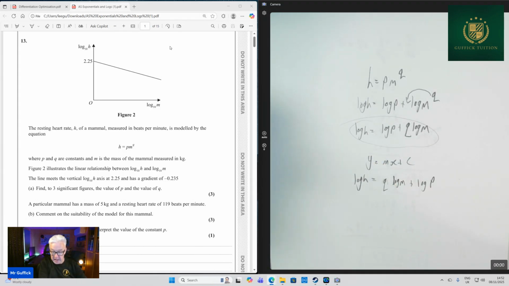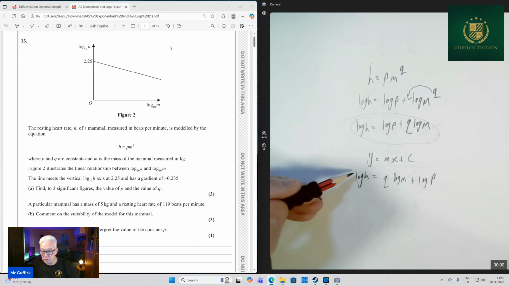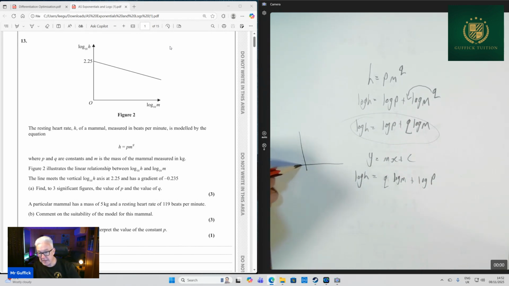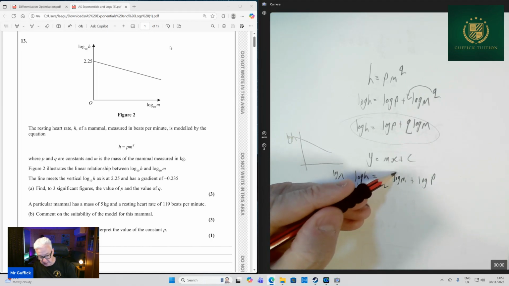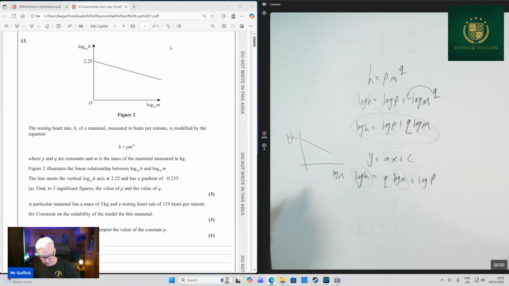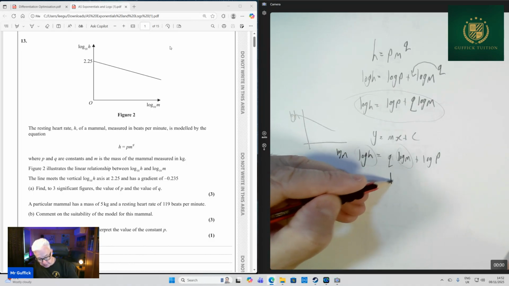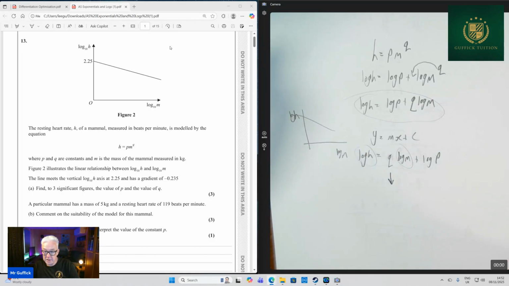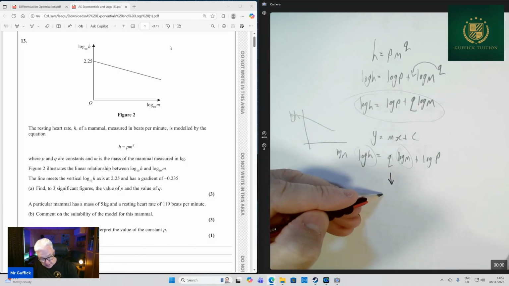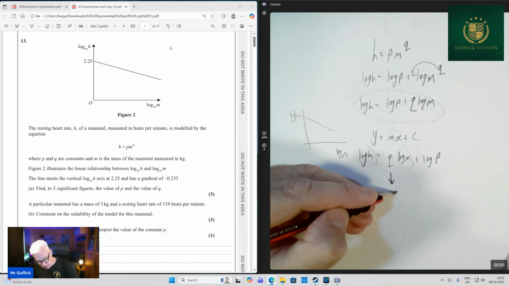So all I've done is taken this equation and rewritten it in the way that makes sense so it matches the pattern of the question, okay? And we've got here that log M is our x-axis and log H is our y-axis. So that makes sense because that's like our x and that's like our y. Now what that means is that the gradient of this graph is going to give us Q, and they tell us the gradient is minus 0.235.